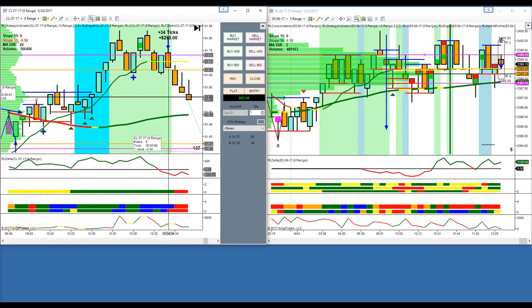Now, this was a perfect counter trend trade. And you'll notice the delta was red, already telling us there was an overabundance of sellers, and got 34 ticks on the trade.